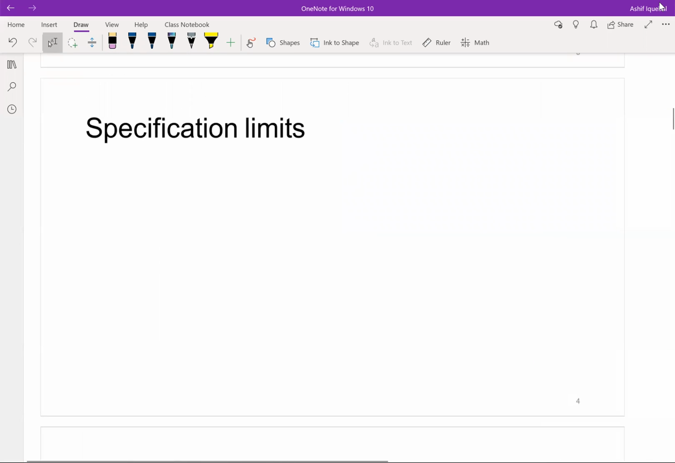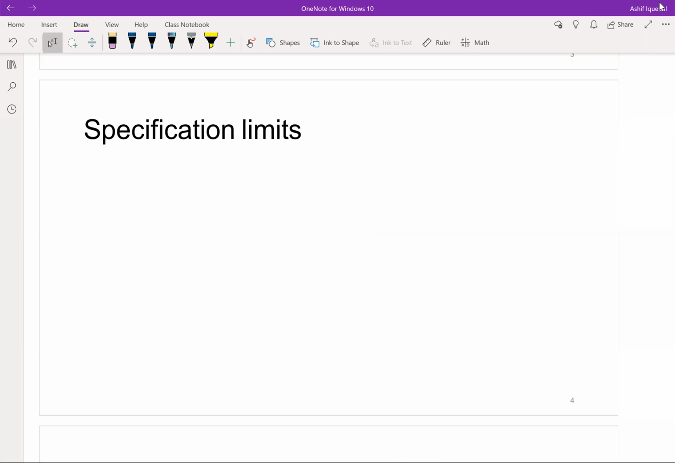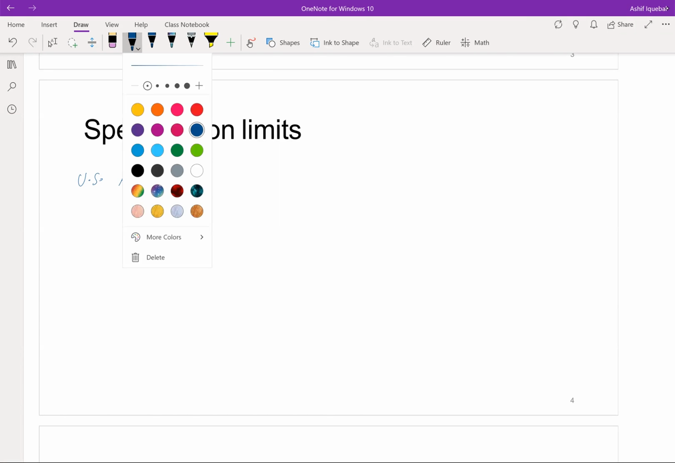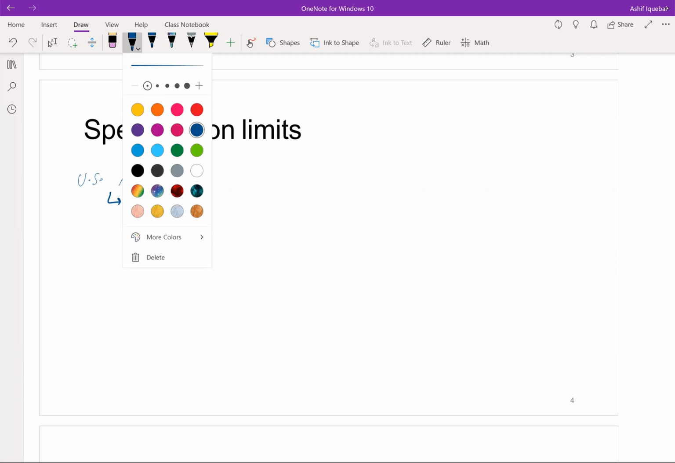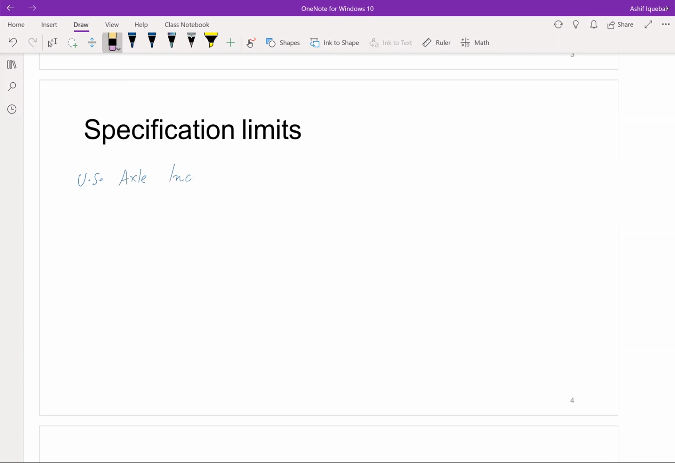Let's consider an example where, let's say, there's a manufacturing company in the States. I took an example of US Axle Inc. This is a manufacturing firm that manufactures axle shafts.